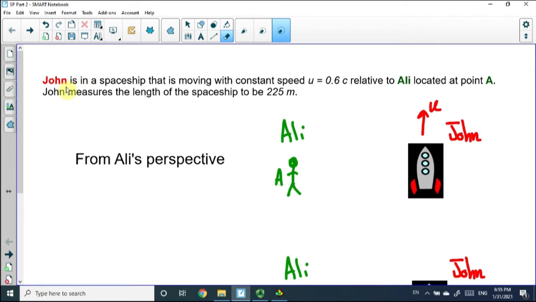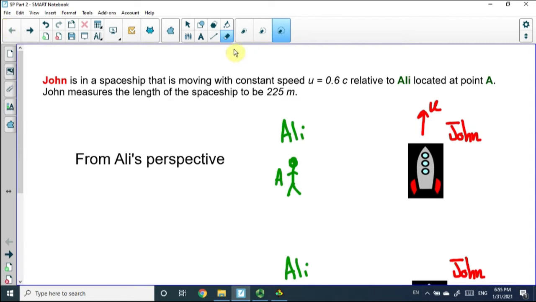We have two observers. John is in a spaceship, and the spaceship is moving with a speed of 0.6 times the speed of light relative to Ali, and Ali is located at point A. The length of the spaceship when it is at rest, so that's the proper length of the spaceship, is 225 meters.